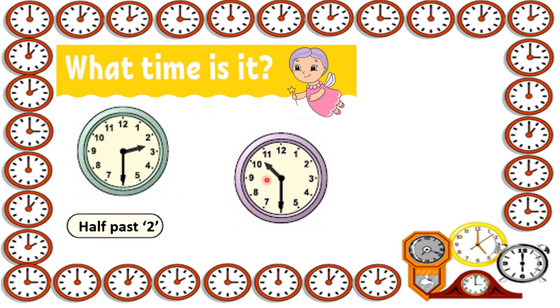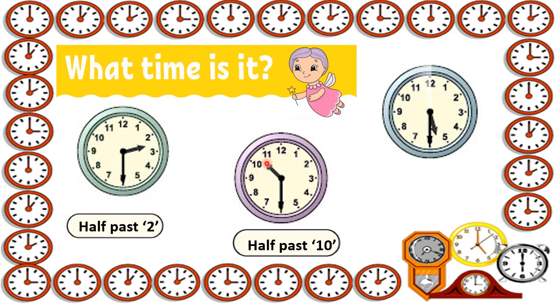Where is the long hand? Where is the minute hand, class? Yes, the minute hand is pointing on number 6. And the hour hand, the small hand, the short hand, is between number 10 and 11. So what is the time? The time is 10:30. What is the time here? 10:30, and you can say 30 minutes past 10.